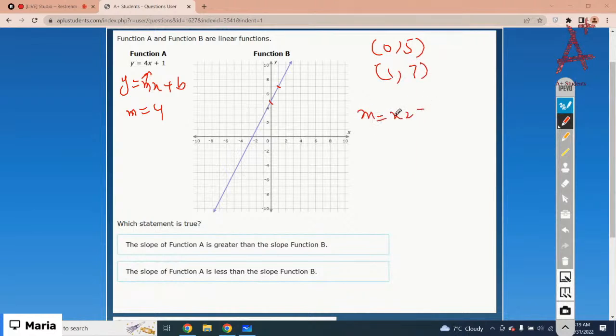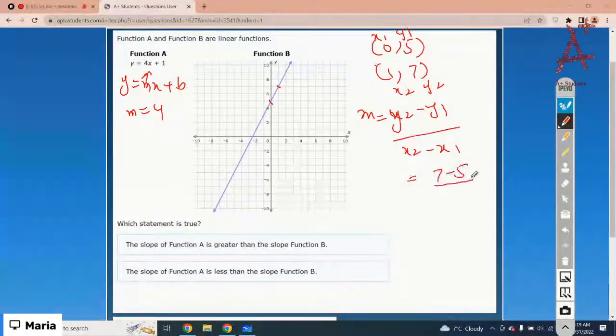Slope is y2 minus y1 divided by x2 minus x1. That would be change in y divided by change in x. It would be x1, y1, and x2, y2. So y2 minus y1, 7 minus 5, and x2 minus x1, 1 minus 0. 7 minus 5 is 2. 2 divided by 1 is 2.